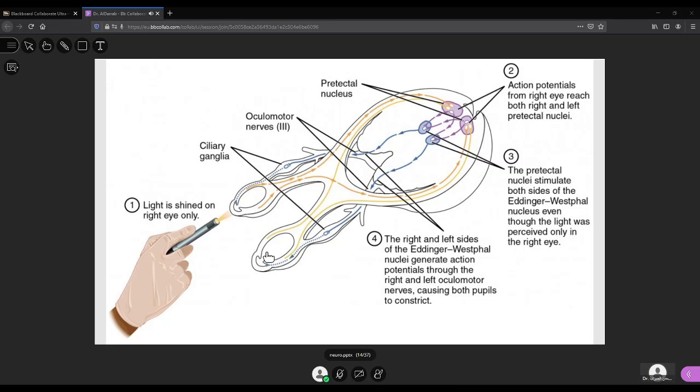This is very important. That's why both pupils are constricted, because the stimulation came from both nuclei. So even if you shine light only on one pupil, both pupils should constrict, not only one. So this is the nasal decussation. That's what we see. These are the nasal fibers, and here is the decussation. However, the temporal fibers stay on the same side. Is this clear? This is very important. You should know this very well, and the previous slides as well.